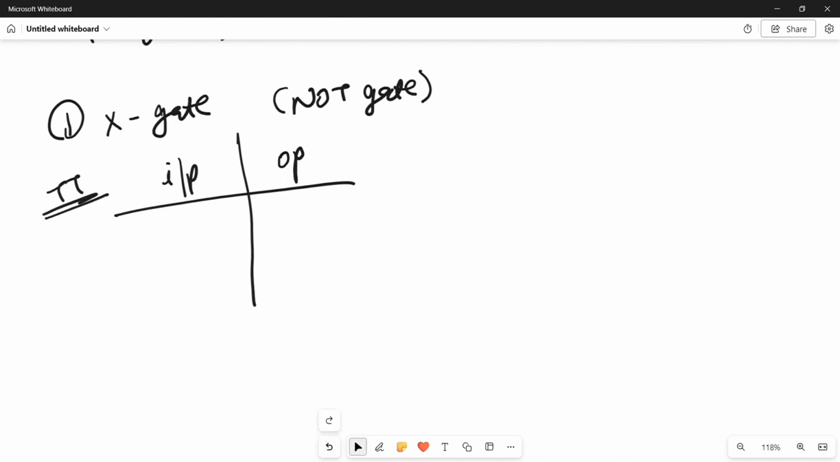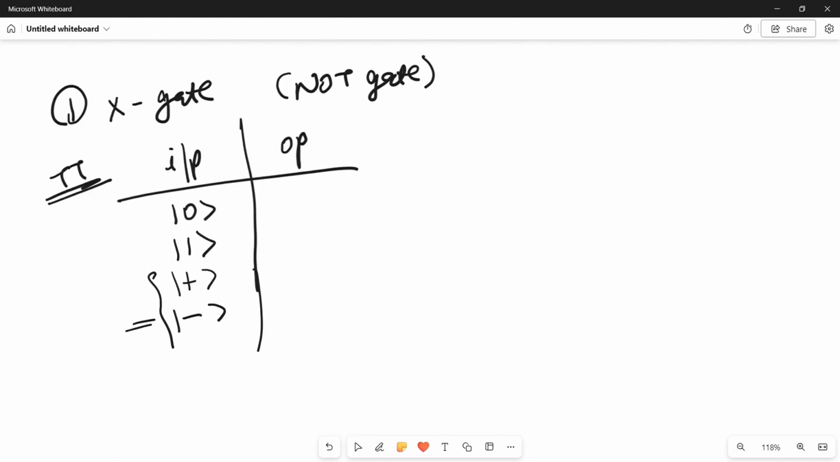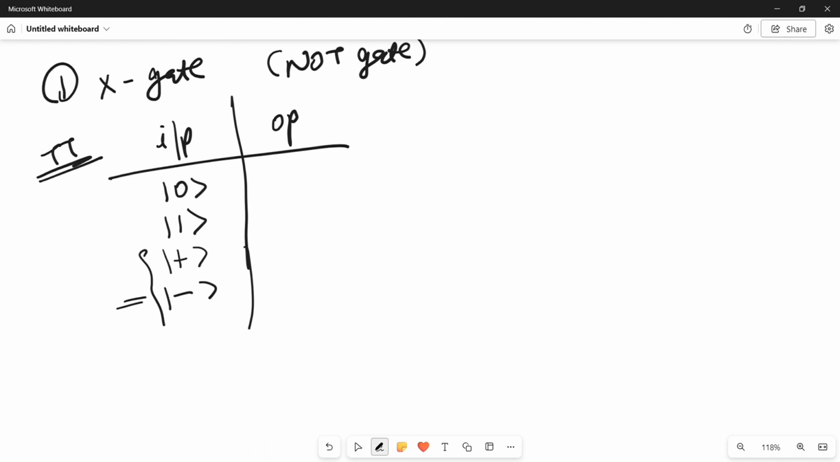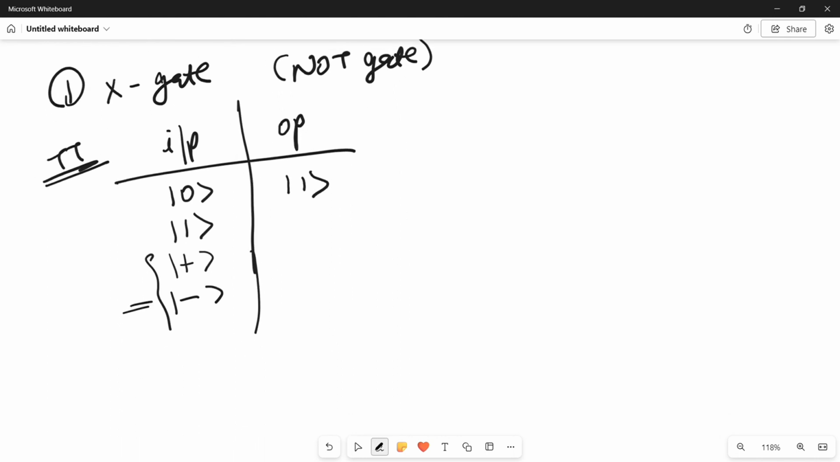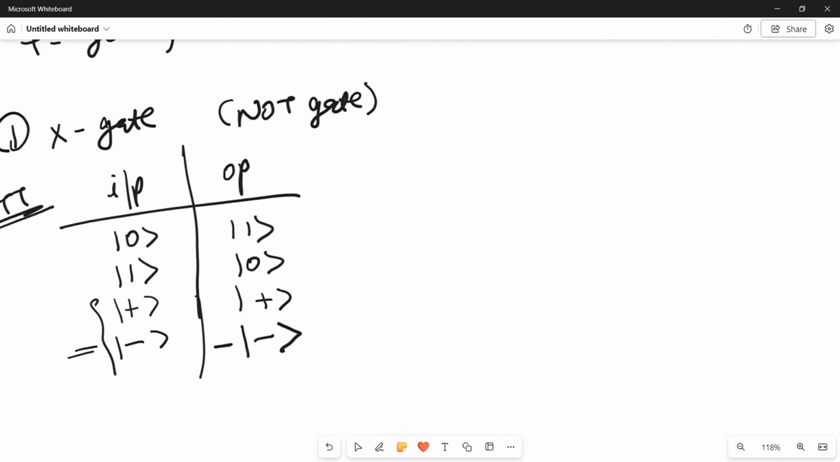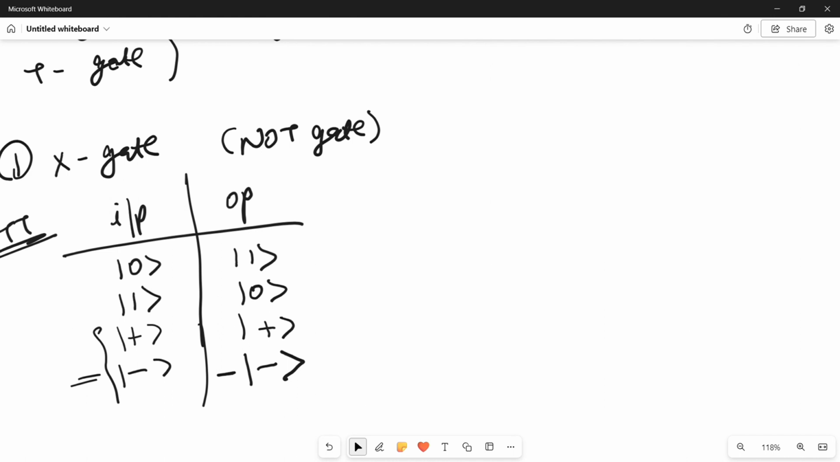So your input would be ket 0, ket 1, and plus and minus are also there. It's not very important, so you can just skip it, but I'm telling you anyway. Your NOT gate acts by changing the state: ket 0 will change to ket 1, and ket 1 will change to ket 0. Ket plus would stay ket plus, and ket minus would become minus of ket minus. So this is how the truth table for the X gate looks. Remember it with the name X gate.